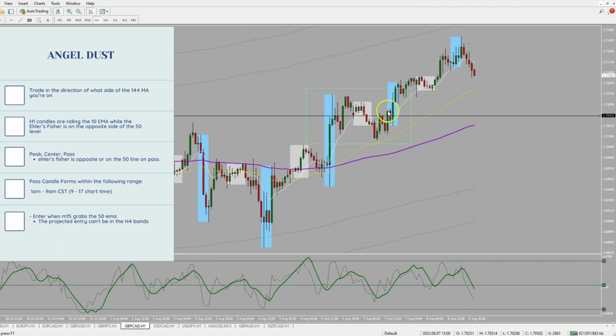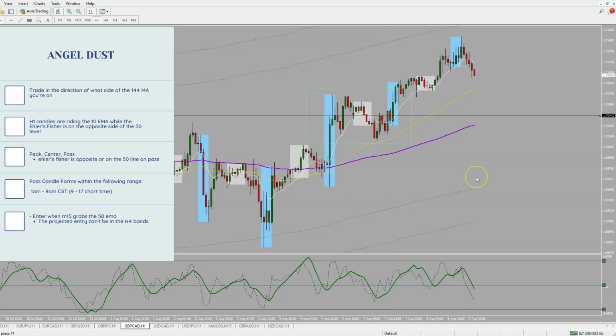So what time did this candle happen? Let's make sure that this is within the proper range of time. So I'm going to grab that crosshair again, put it back above that candle again. And if you look down at the bottom, you see that this happened at 13 chart time, which will be equivalent to 5 a.m. in the morning, my time, or Central Standard Time rather.